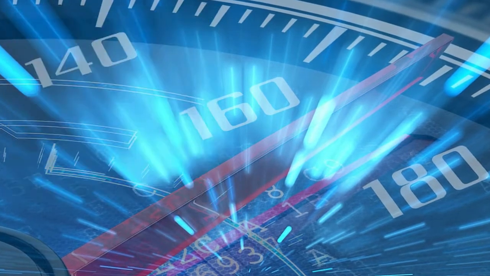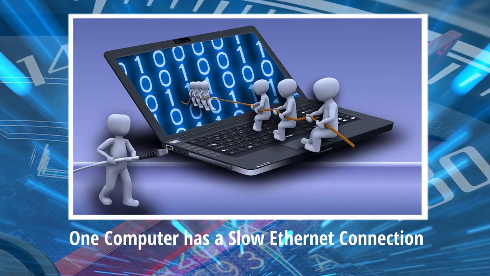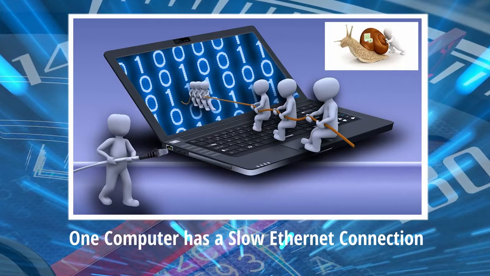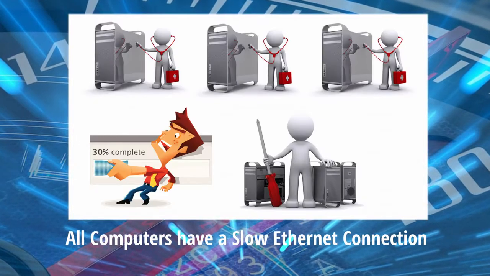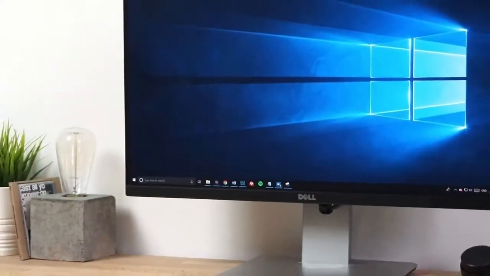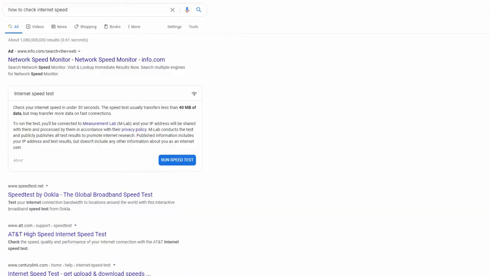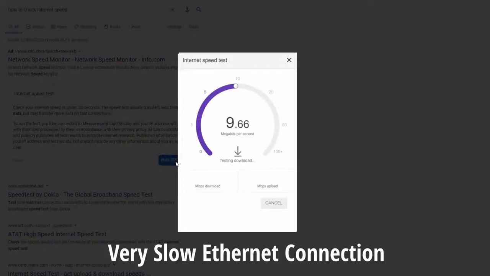Before we start with the 8 troubleshooting tips, it's very important to diagnose whether one computer has a slow Ethernet connection or if all your computers have a slow Ethernet connection. So my first recommendation is to check all your computers for a slow Ethernet connection. First thing you want to do is type in your search engine how to check internet speed. Next, simply run a speed test and do this speed test on all your PCs. Now let's assume only one PC is affected on your network.